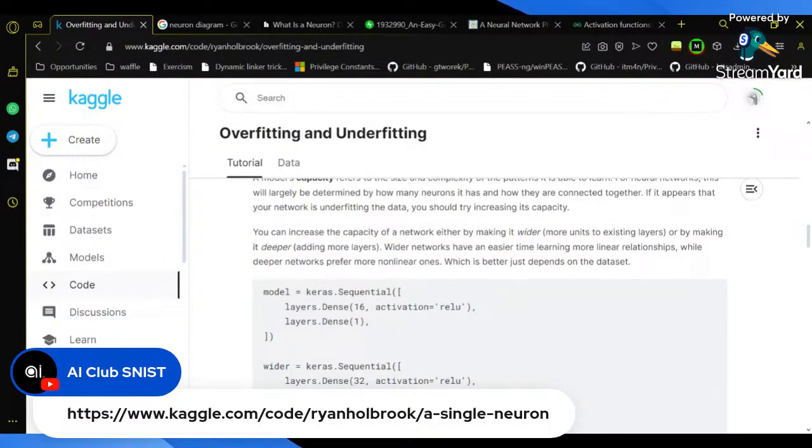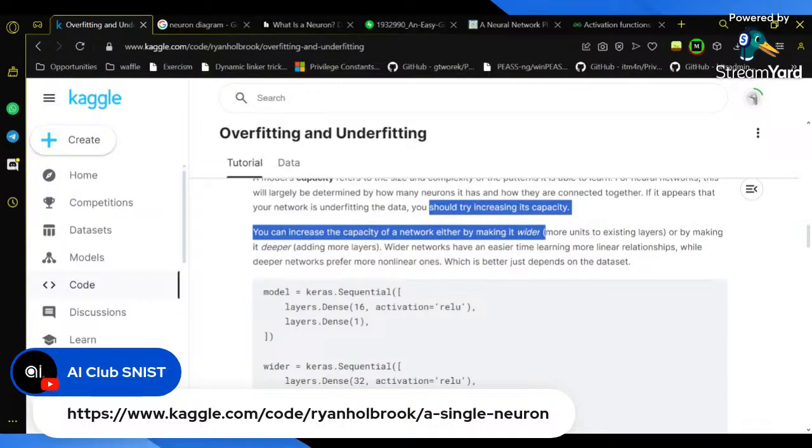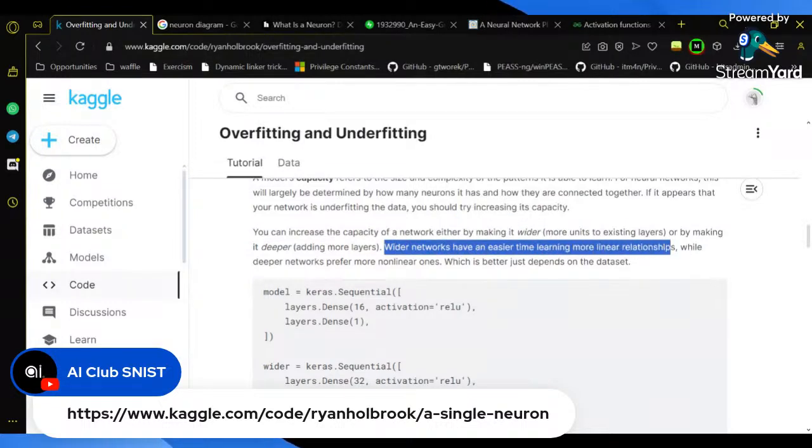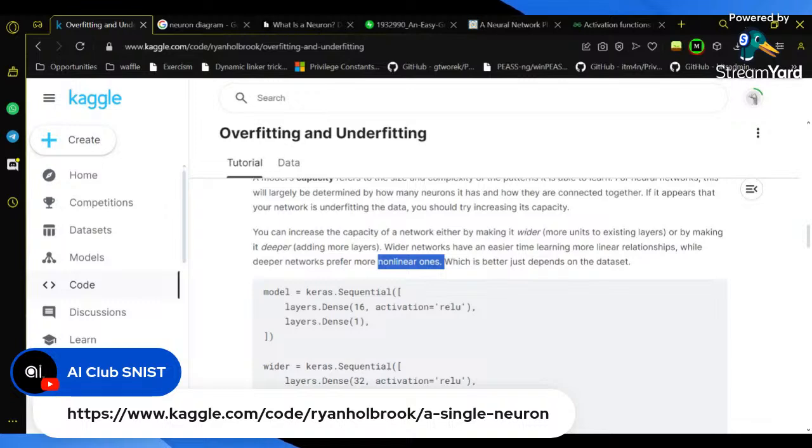Now, I want to know, if I make it wider, how it will affect my outputs, and if I make it deeper, how it will affect my outputs. Now, I'll make it wider. If I add more units to the existing layers, then it makes it easier to learn more linear relationships. For linear relationships, I should keep the same number of layers and just add some more units. But for non-linear ones, I should add more layers.